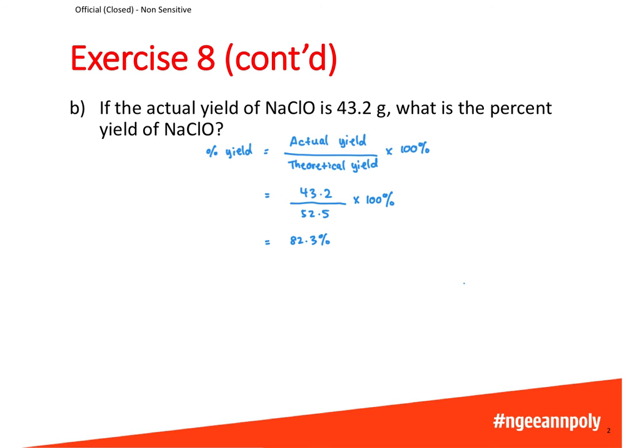But if we refer to the previous slide, earlier on the data that was given was in 2 significant figures. So actually we should round our answer to 2 significant figures. So that would be 82%.